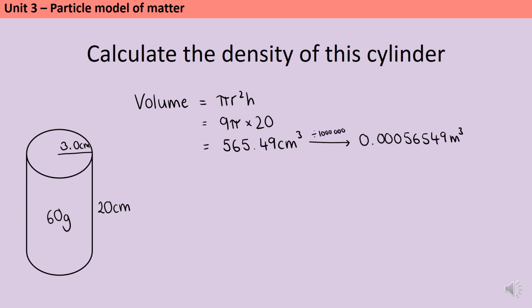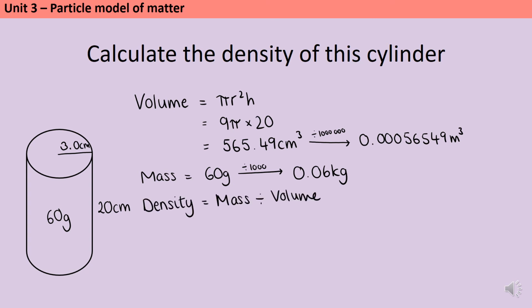Next, I need to convert that volume into metres cubed. So again, I divide it by 1,000,000 and I get 0.00056549 metres cubed. Now the mass is also going to need converting so that it's in kilograms. And to do that, I divide by 1,000. So 60 grams is 0.06 kilograms.